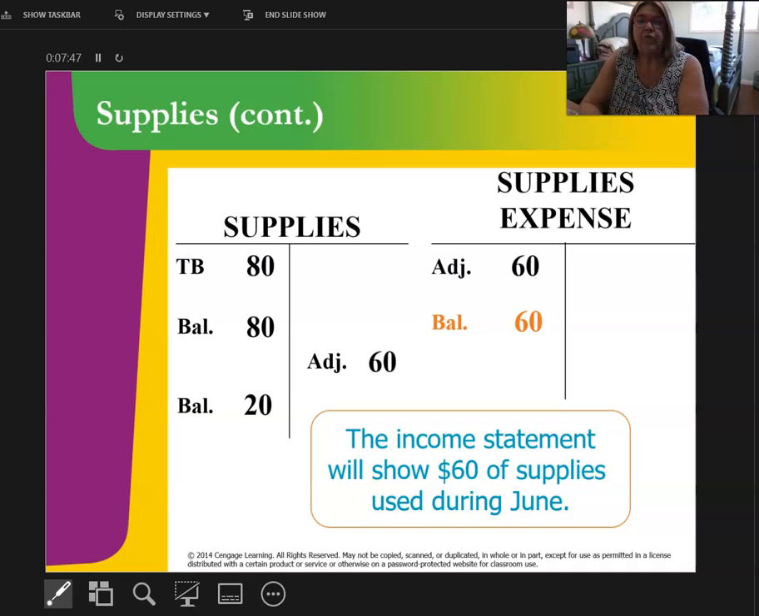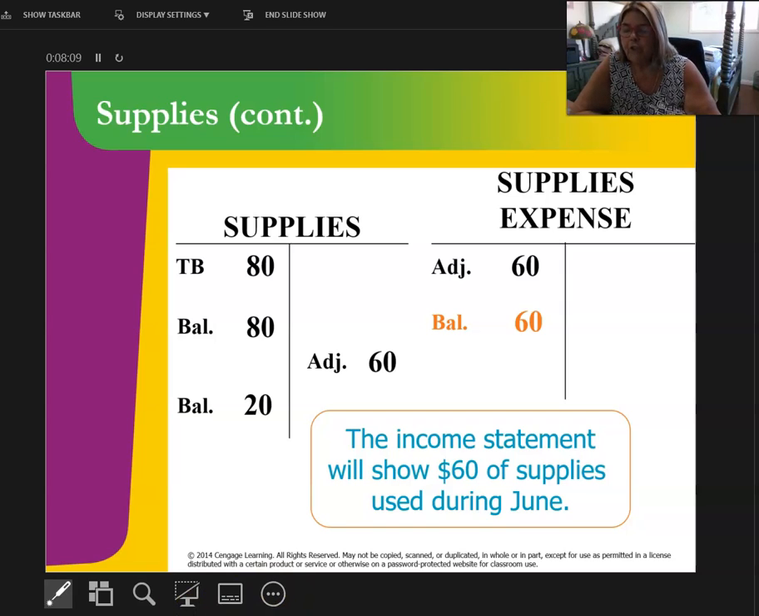Okay, so before we move forward, this is one journal entry right here, supplies and supplies expense. Let me write down 3 rules of adjusting entries. Rule number 1, it never involves cash.